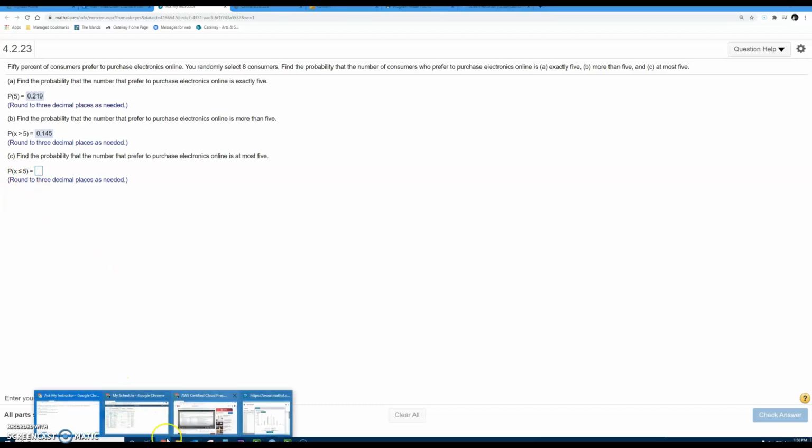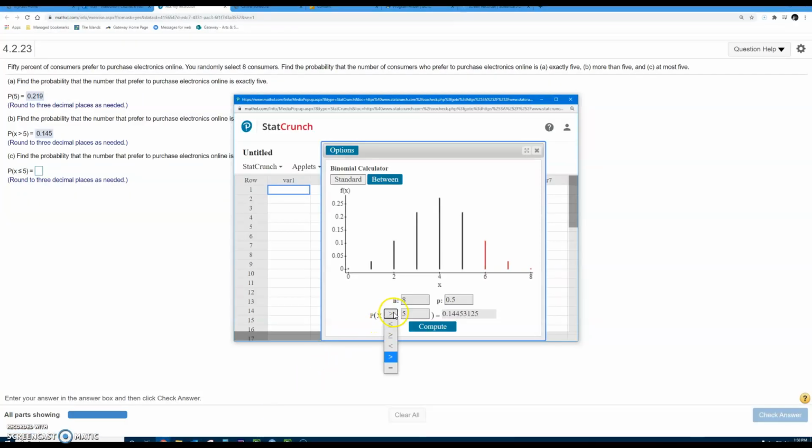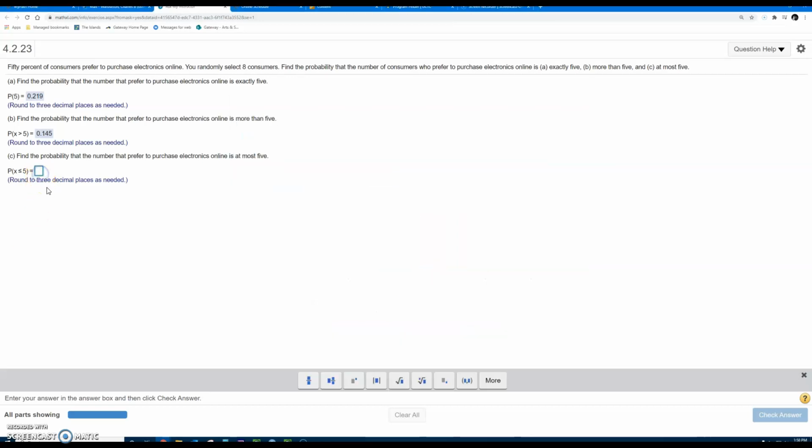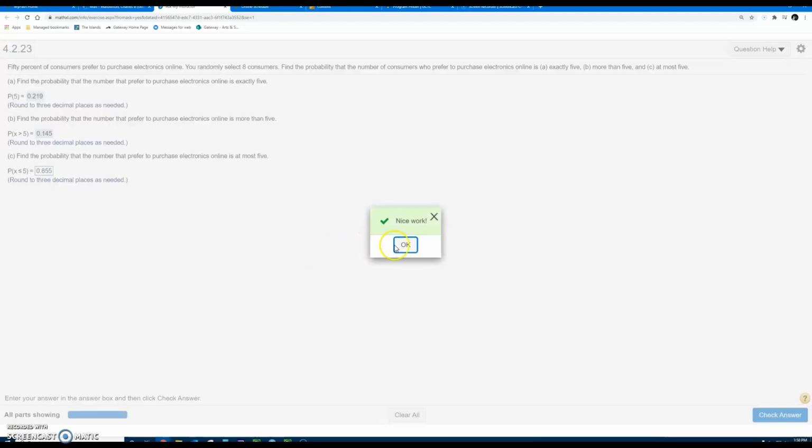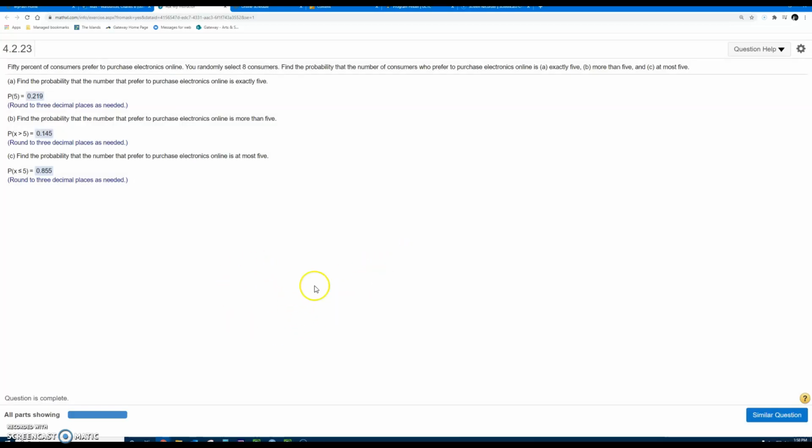So in the binomial calculator in StatCrunch, we can have less than or equal to 5, and then we can cut and paste that. So 3 decimal places, that looks good. All right, hopefully showing you that binomial calculator on StatCrunch will help you out.